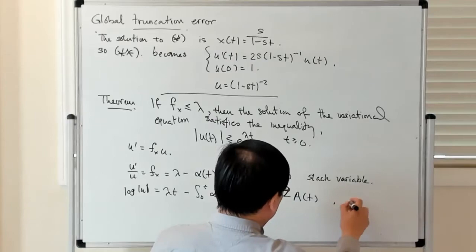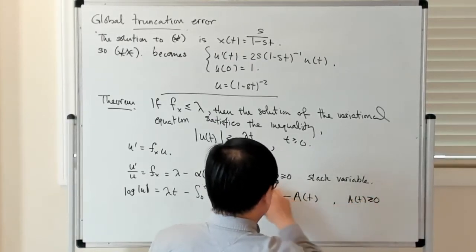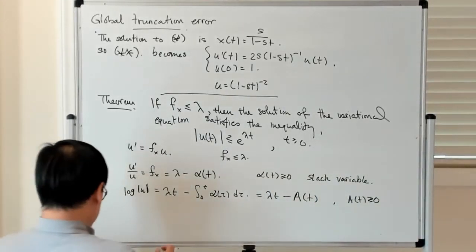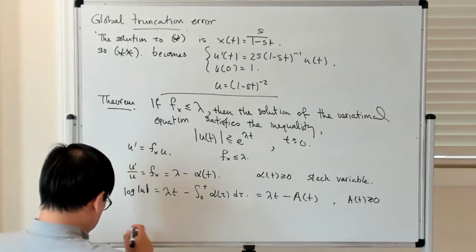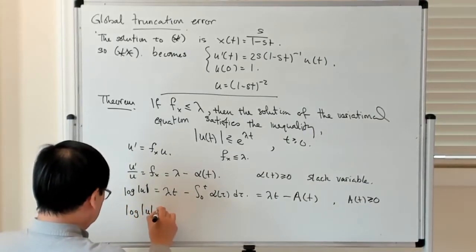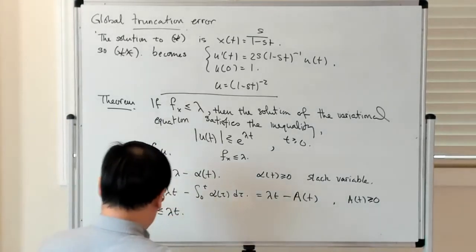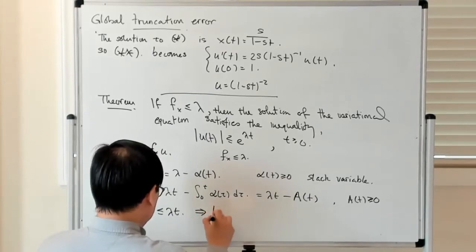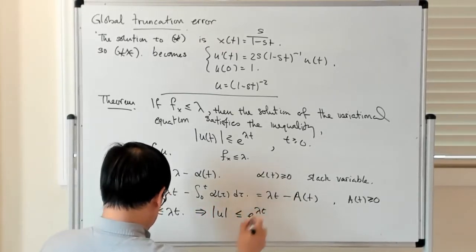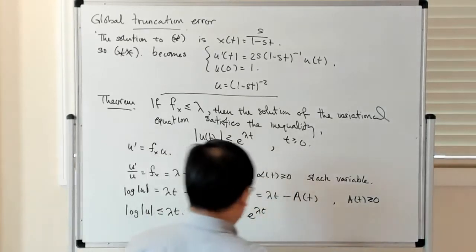And then we also know that a of t is greater than or equal to 0 because alpha of t is greater than or equal to 0. Okay? All right. So we know that log absolute value u is less than or equal to lambda t. So this implies that the absolute value u is less than or equal to e to the lambda t, since the exponential function is monotonically increasing.